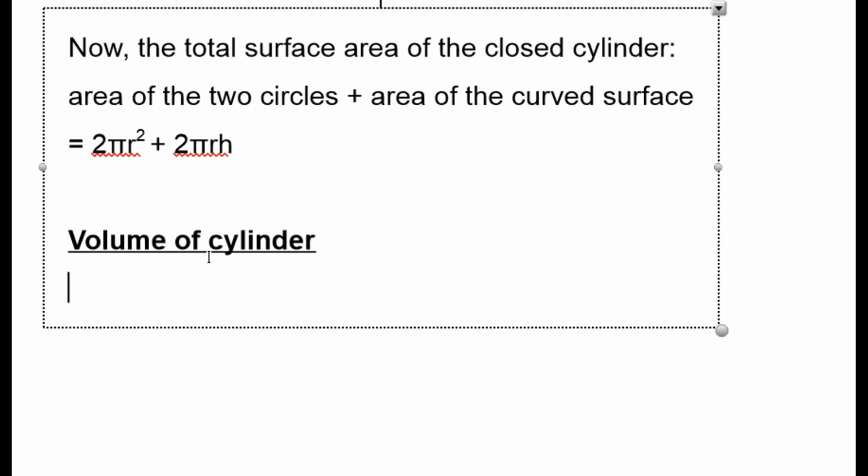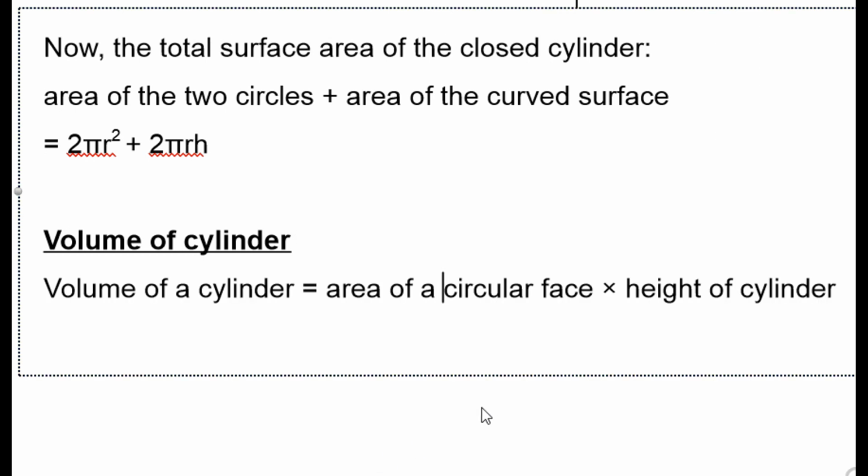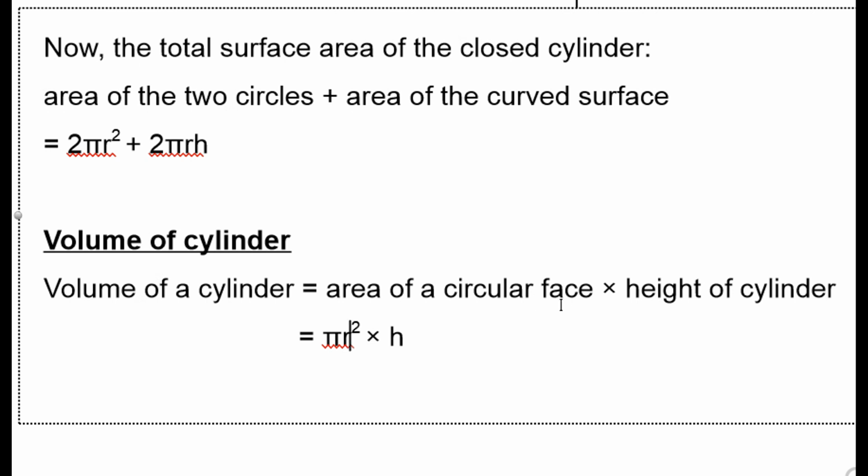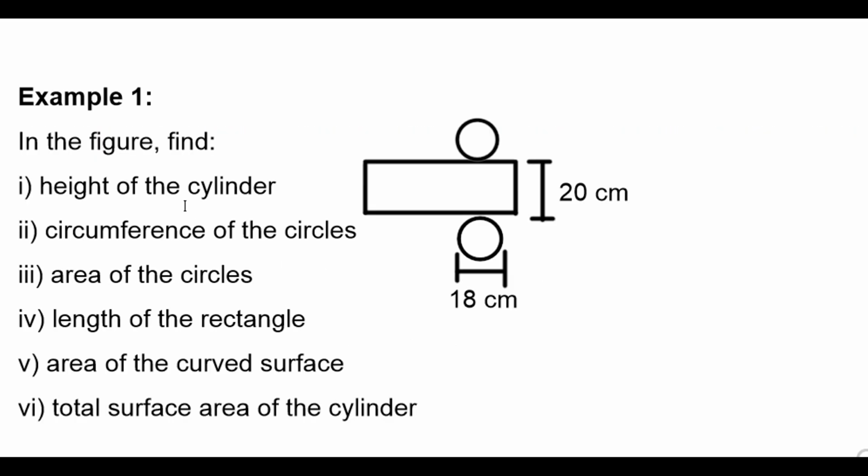Now let's discuss the volume of the cylinder. Having discussed the surface area, listen. The volume of a cylinder is given as the area of a circular face, that is the area of one circle, times the height of the cylinder. Here, the area of a circular face, just one circle, is pi r square, and the height of the cylinder is h. So the answer is pi r square h. So this is the volume of a cylinder.